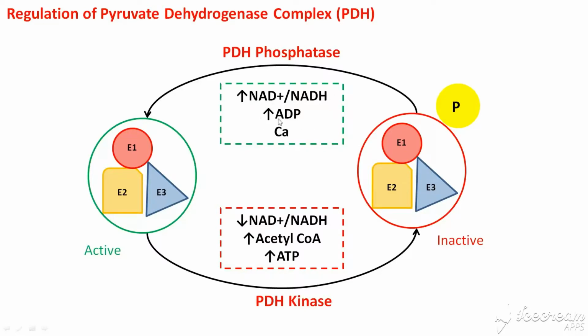When there's high levels of ADP, this indicates that the cell has low energy levels.